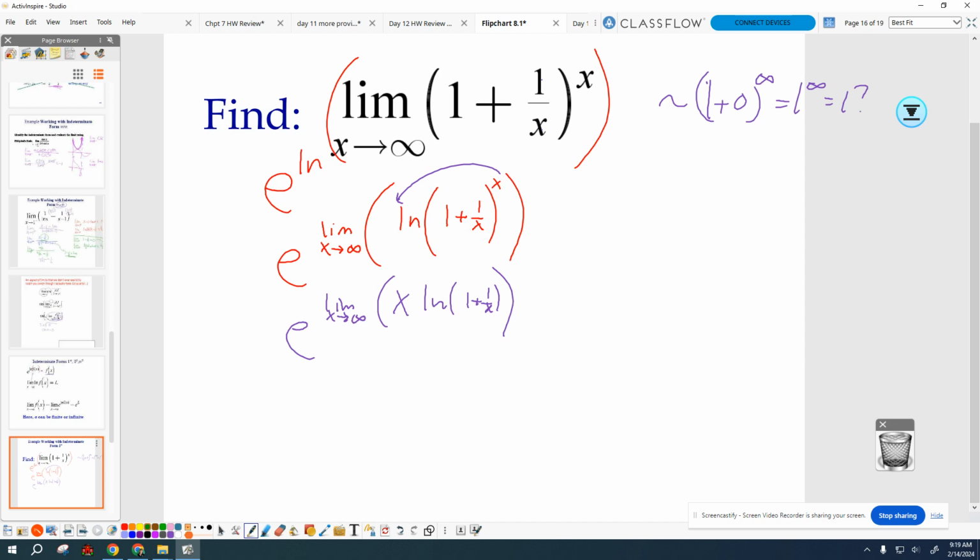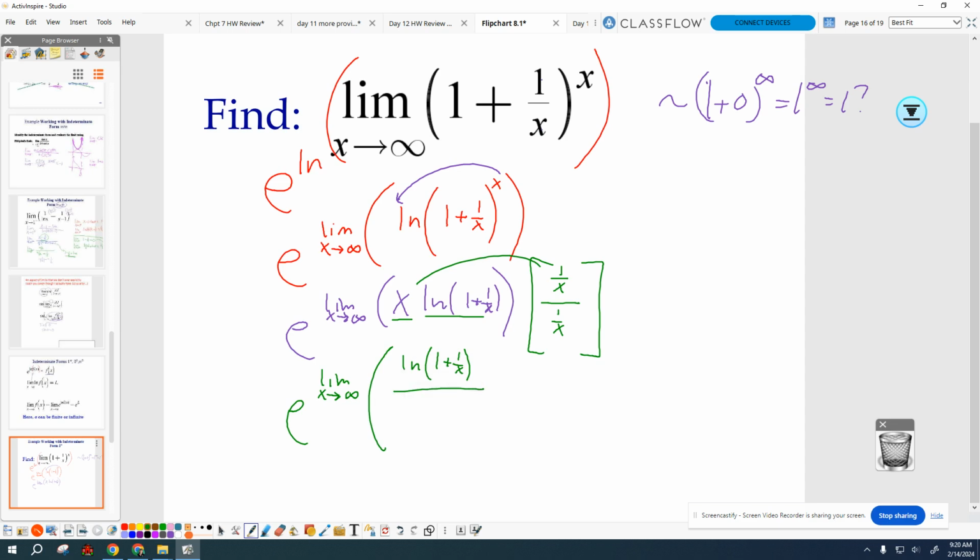Right here, I do not have a fraction. I don't have something where L'Hopital's is going to apply. So there is a trick, and you will need to use this. I'm going to multiply by 1 over x on the top and bottom. When I distribute that up here, I get natural log of 1 plus 1 over x. In the bottom, I get 1 over x.